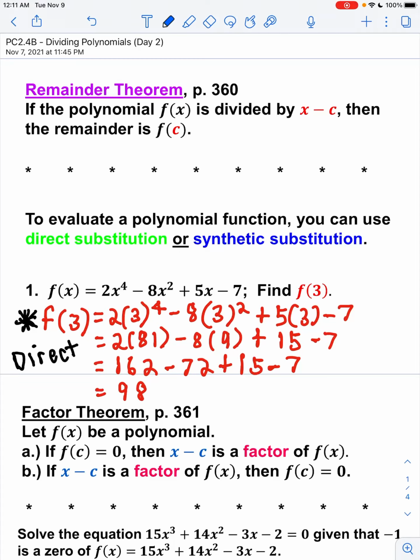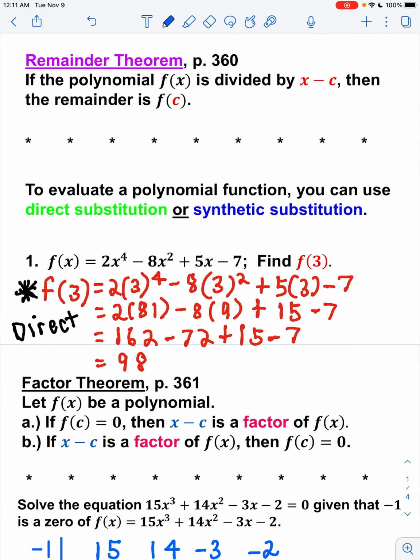This is the video lesson for 2.4b, dividing polynomials and the factor theorem. Yesterday we saw in the remainder theorem how we could use synthetic division to evaluate a function. So you can see the same theorem again, and you can see our problem. It says to evaluate a polynomial function, you can use either direct substitution or synthetic substitution. Of course, in our lesson here, we want to be evaluating using synthetic substitution.